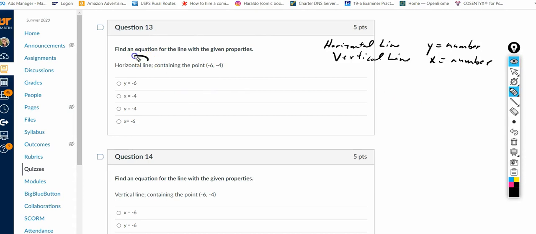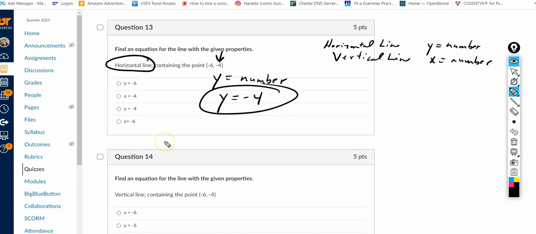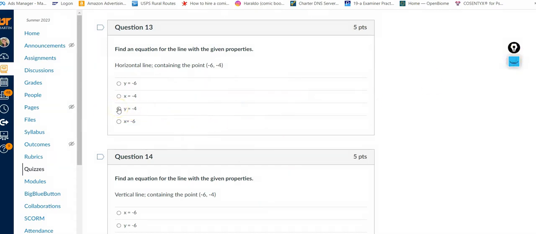So here we go. We have a horizontal line. Now, this could have said so in Lab 11 instructions, example 1, example 4. We could have gotten something like parallel to the x-axis. That's a horizontal line. So y is equal to a number containing this point. Well, what's the y-coordinate of that point? It's y equals -4. And that's your answer. And if you know the difference between a horizontal line and a vertical line, then that's an easy question.